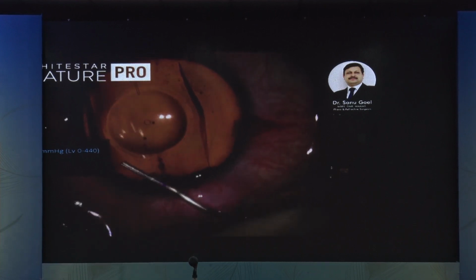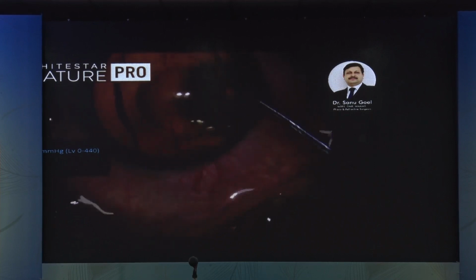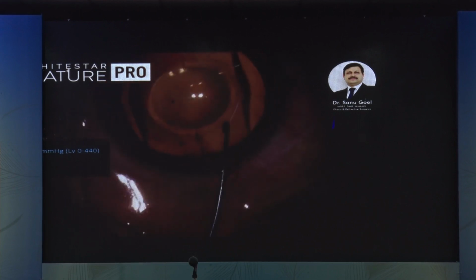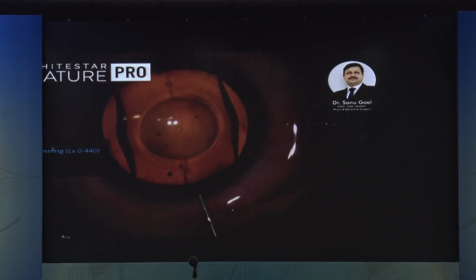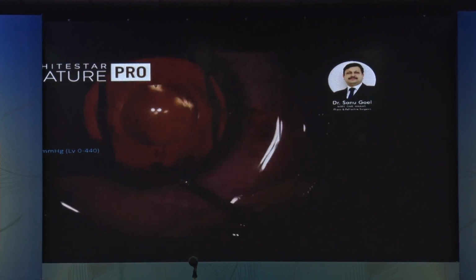Go in, push in the viscoelastic on top of the ICL to create a space between the endothelium and the ICL so that you can easily manipulate and nudge these plates underneath the iris. And then you can gently wash away the viscoelastic.